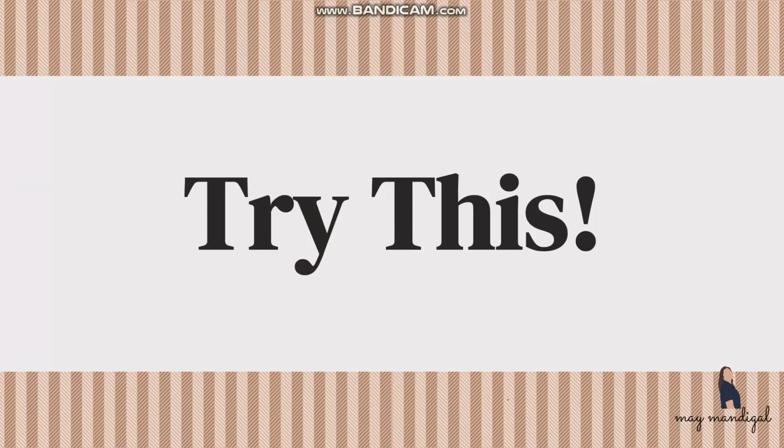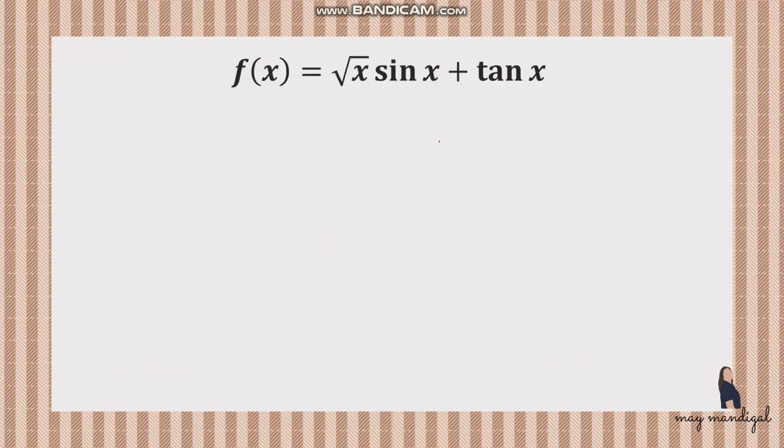Now let's try some examples, and this time let's try to combine other techniques that we already discussed with the examples for trigonometric functions. So let's try this example. F of x equals the square root of x sine of x plus tangent of x. So what we will do is we just have to apply some of the techniques that we already learned about derivatives. So as you can see, we have here two terms, square root of x sine of x and tangent of x. So for the tangent of x, we don't have any problem. It can be solved as is.